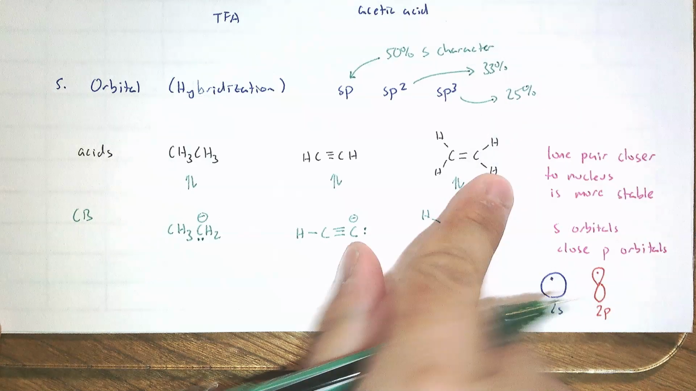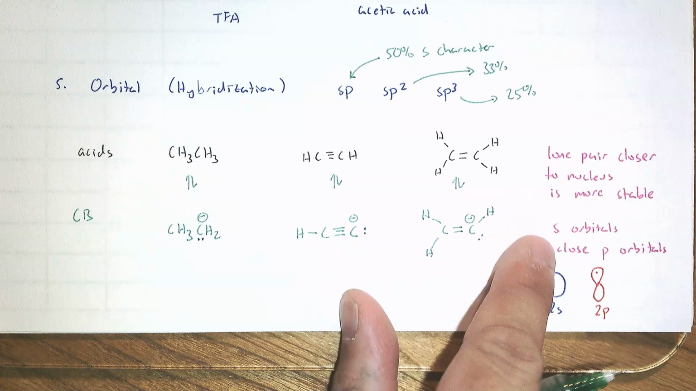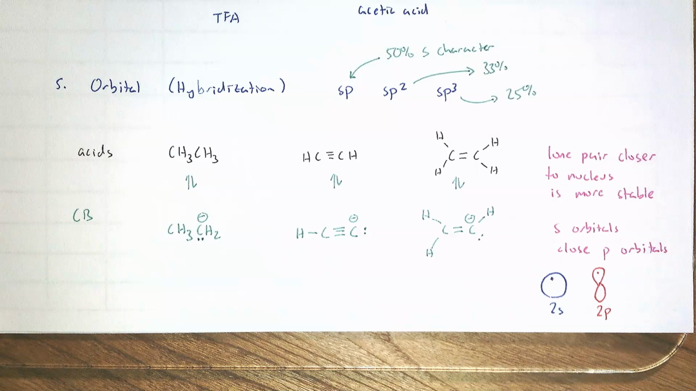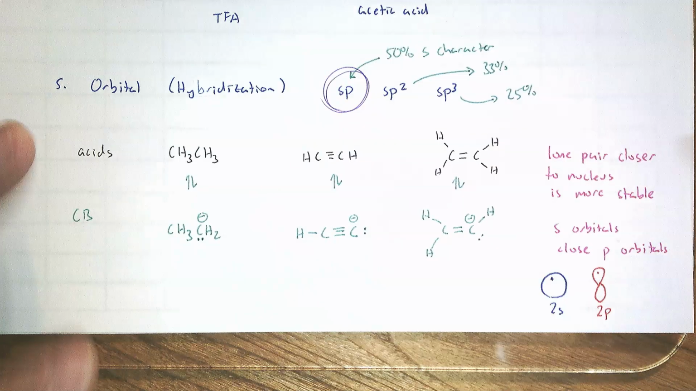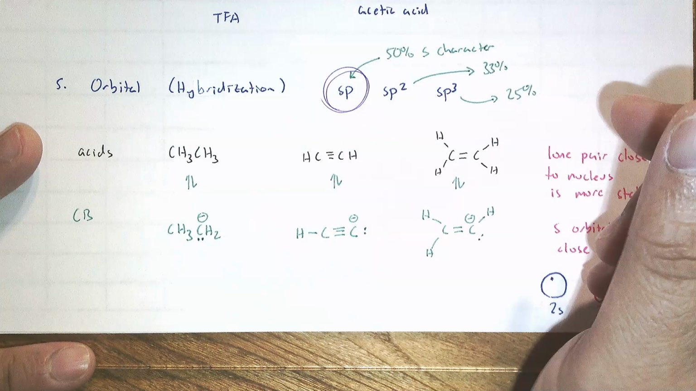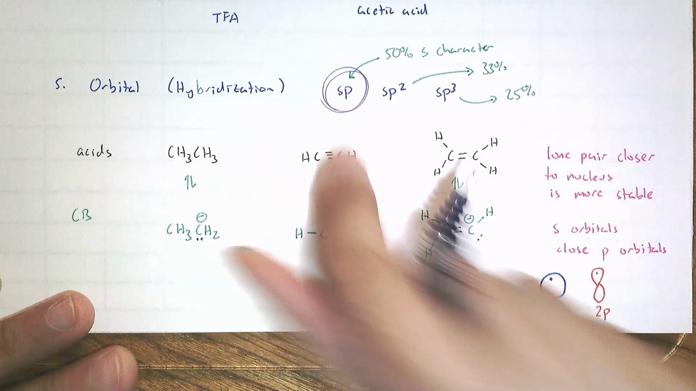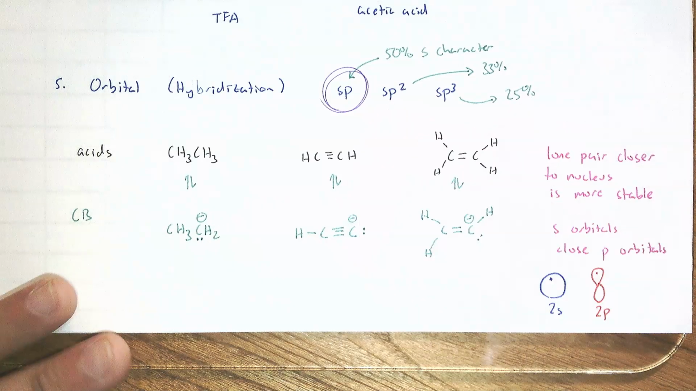The lone pair closer to the nucleus is more stable. The lone pair is more stable if it's in an orbital that has a lot of s character. This is the winner. Okay? If your lone pair is in an sp orbital, with all things being equal, that anion is more stable than the lone pair being in an sp2 versus an sp3.